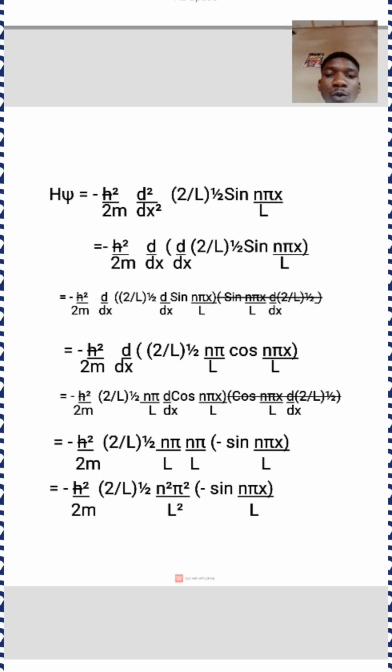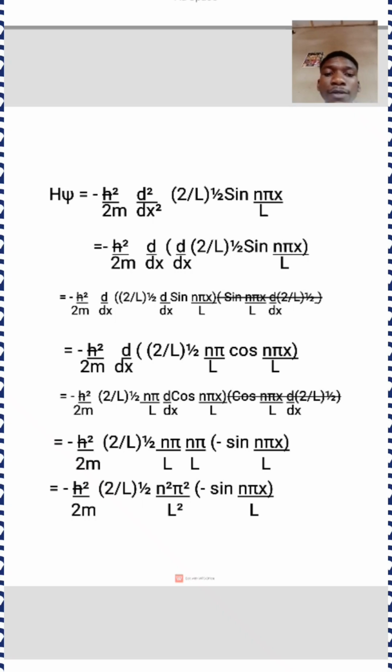And since (2/L)^(1/2) doesn't have any x term, it becomes a constant. So differentiating with respect to x is equal to 0, and the whole of that term is cancelled out. Then we are left with minus ħ²/2m times (2/L)^(1/2) (nπ/L) times (nπ/L) times (minus sin(nπx/L)).